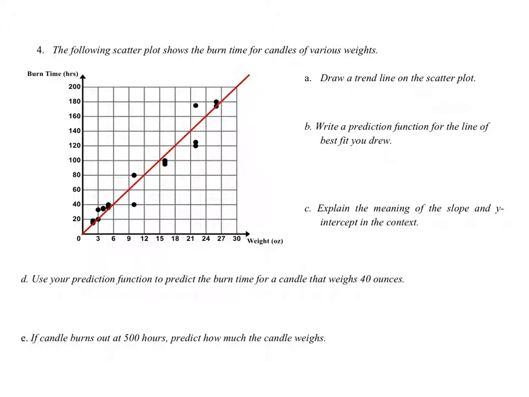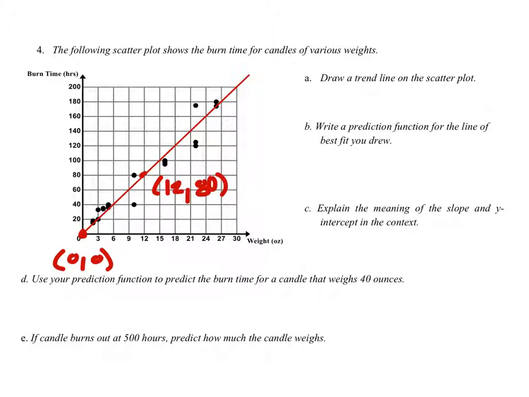Now this one is coming out extremely convenient once again, and that's okay. Now again, yours may be a little bit different, that's alright too. But with this, it should make things extremely easy to find the slope and also the Y-intercept. So write a prediction function for this line of best fit that we drew. Alright, so I got this point right here. Looks like I got a point right here too. So I got one point at 0, 0, and the other point at 12, 80.